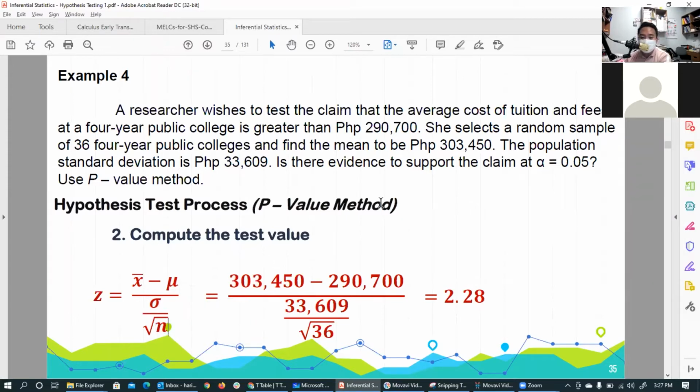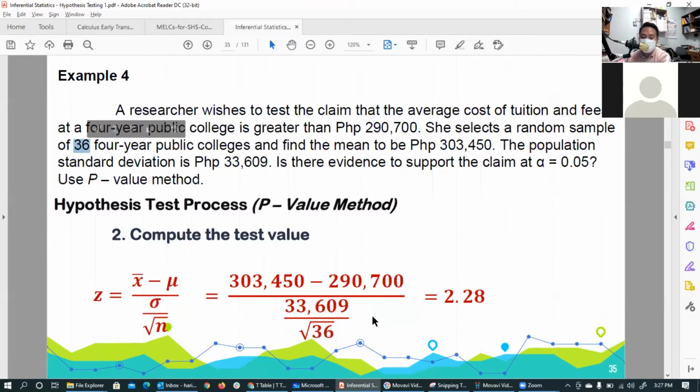So our sample mean, guys, is $303,450. Look at the statement prior to that. She selects a random sample of 36 four-year public colleges and finds the mean to be 303,450. This means that the 303,450 is the mean coming from the 36 sample size, so it is the sample mean. The population mean is 290,700.